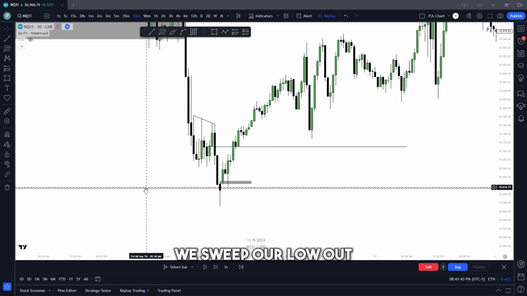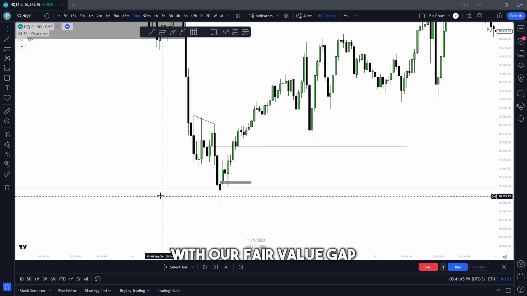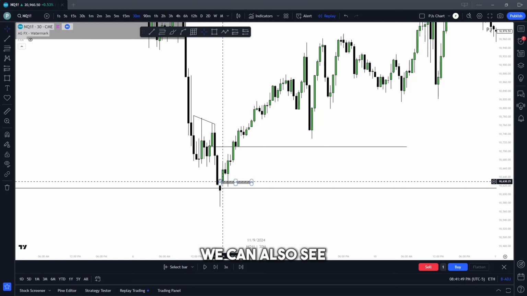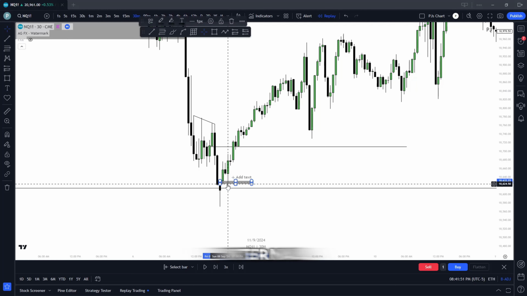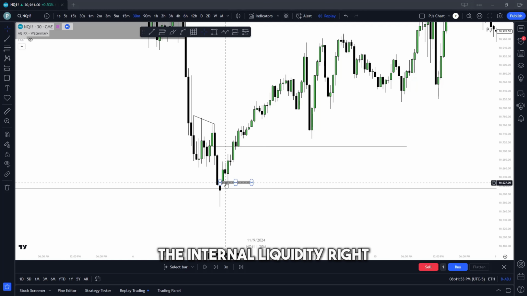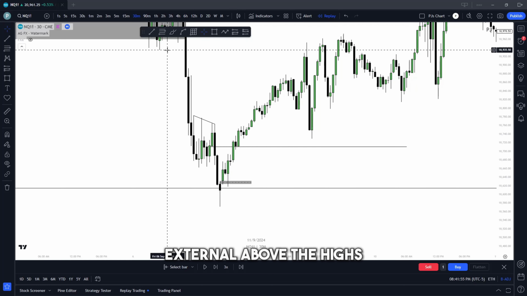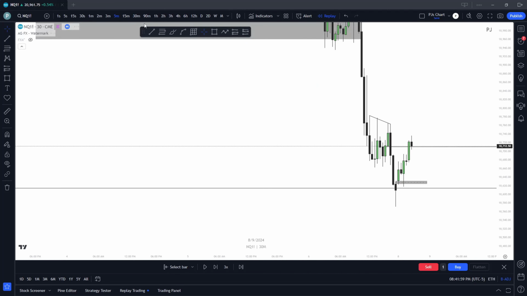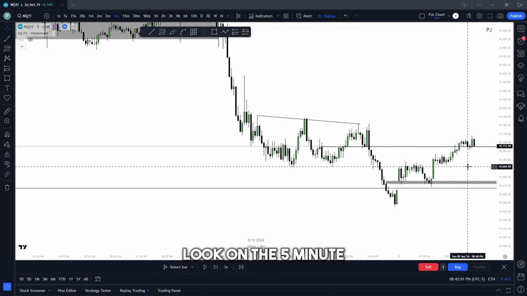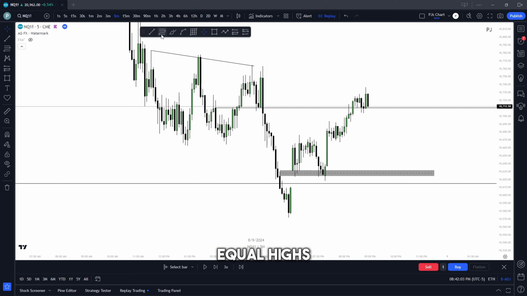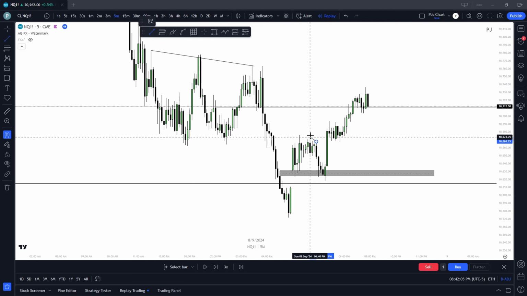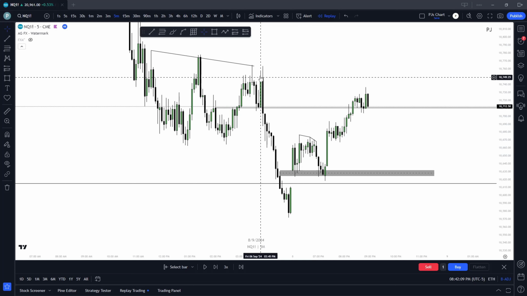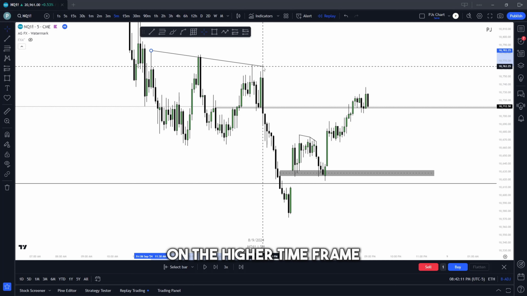We sweep our low out into a key level with our fair value gap and the balanced price range in the daily order block. We can also see when we form the IFVG, internal with the internal liquidity, right? External above the highs. If we pull price back here really quick, look on the 5-minute, right? What do we see? Equal highs, trend line low resistance, and then on the higher time frame up here as well, right?